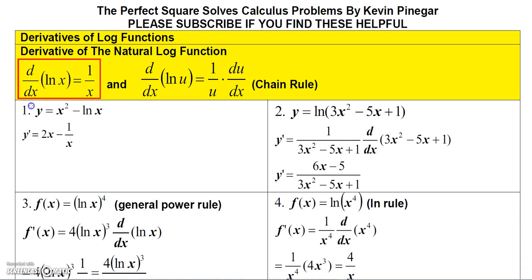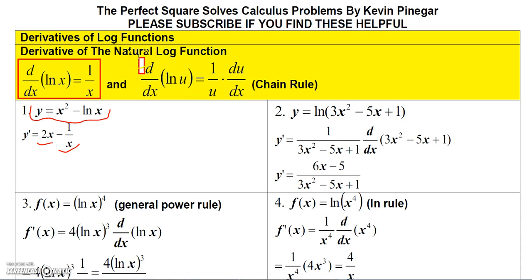So here I have y equals x squared minus natural log of x. So to take the derivative of that, I take the derivative of x squared, which of course is 2x, and then minus the derivative of natural log of x, which we now know from this formula is 1 over x. So the derivative would simply be 2x minus 1 over x for that one. But we're going to give more focus on to this formula here.